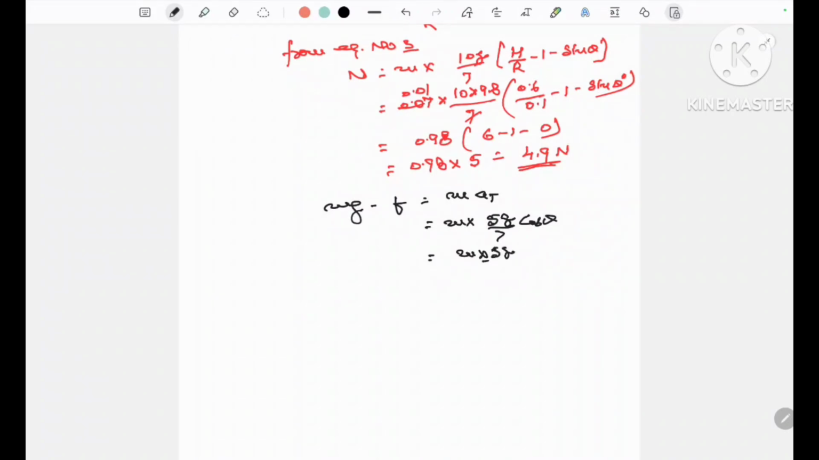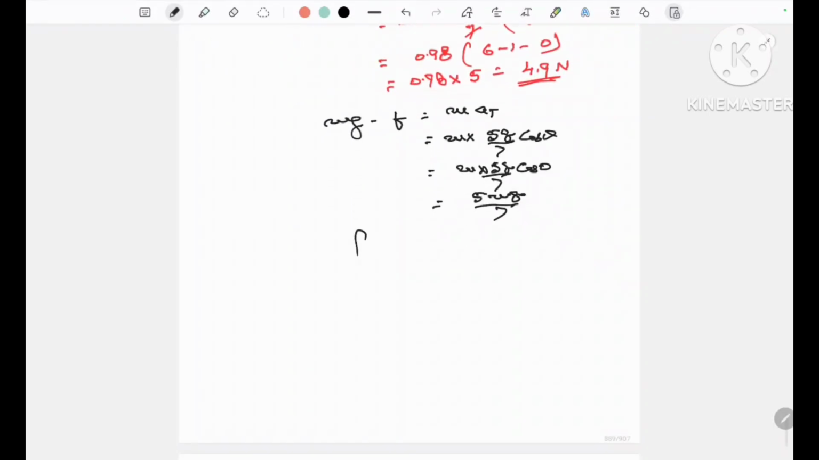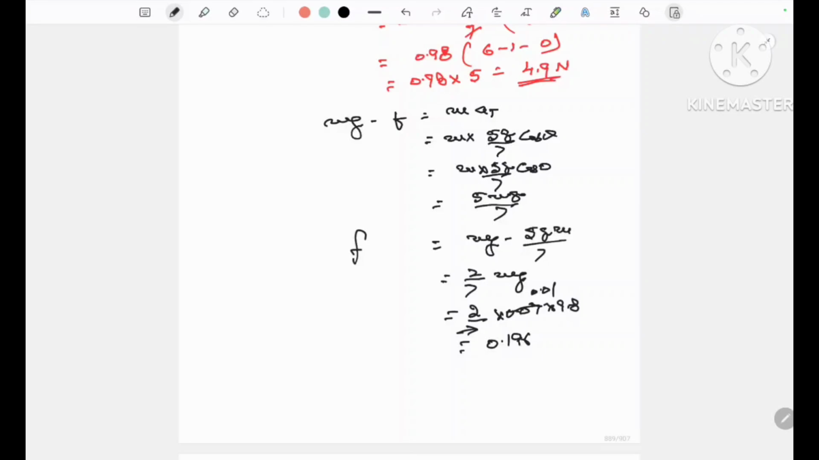m into 5g by 7, cos 0 is 1. So f is equal to mg minus 5mg by 7, or 2 by 7 mg. Values put करें, 2 by 7 into 0.07 into 9.8, and this is 0.196 Newton. Direction will be upward.